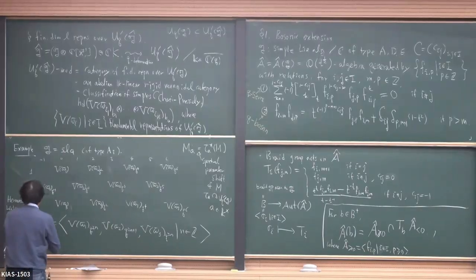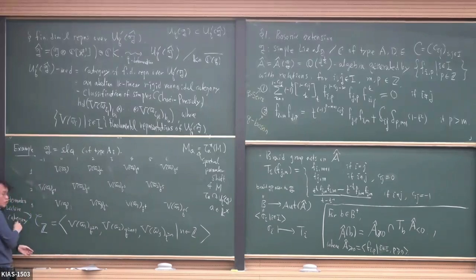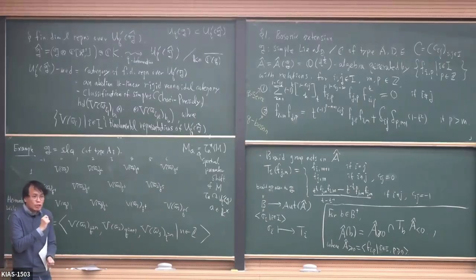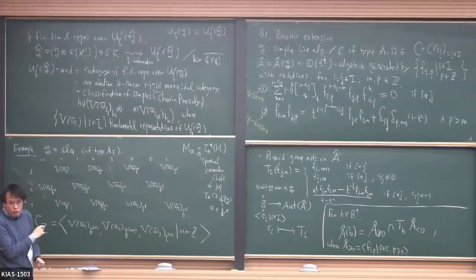The reason is that the Erlander-Lucley observed that it's enough to consider this category to study the UQ prime G mode, because all the essential informations of the category is contained in this smaller category.